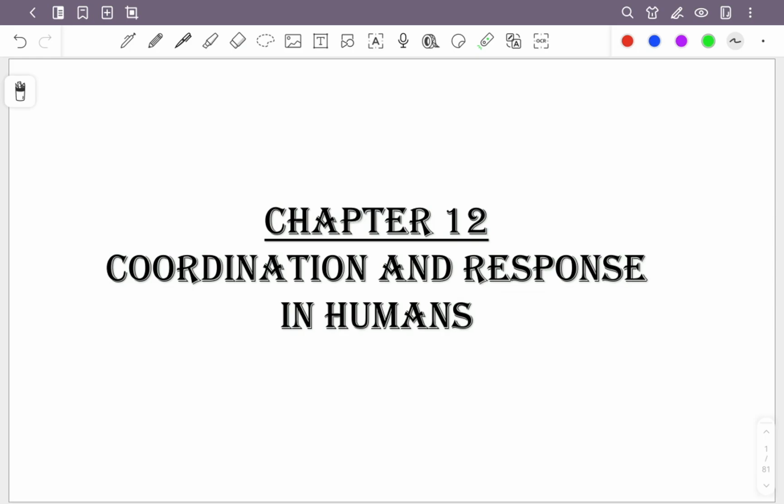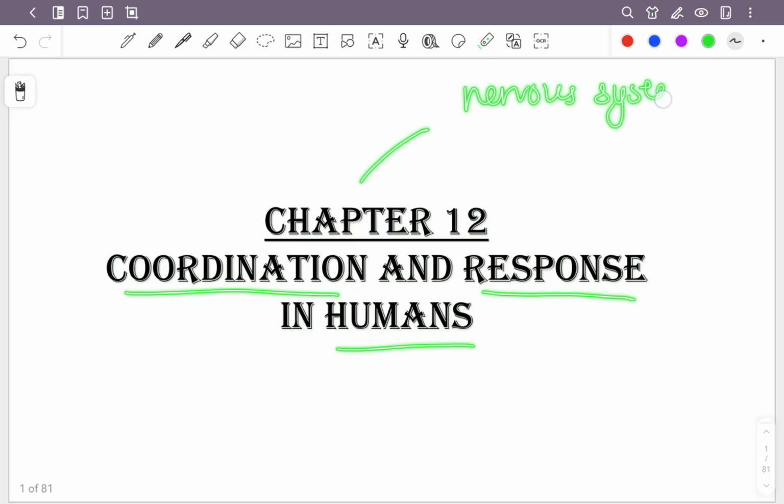Alright, hi guys. So welcome to the new chapter that we will be entering today, which is chapter 12. So chapter 12, you are going to study coordination and also response in human. So basically in this chapter, you are going to look at two systems in our body, which are the nervous system and also the endocrine system.